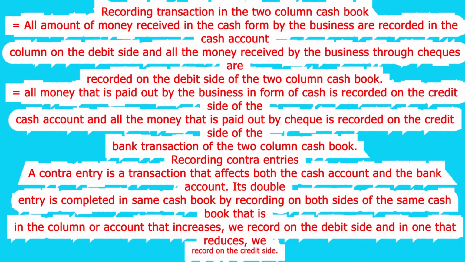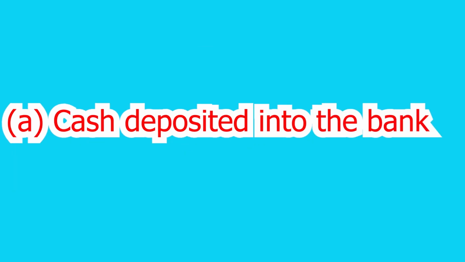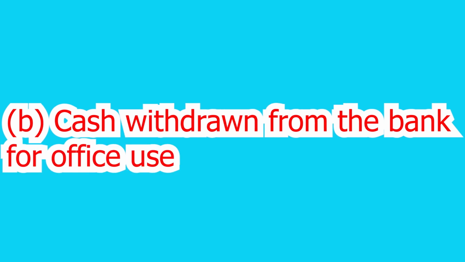That means that if money is increasing in our cash account, we're going to record it on the debit side. And if money is reducing in our bank account, we're going to record it on the credit side. And this is going to be recorded on the same date. And that is going to signify a contra entry. So there are two major contra entries in accounting. The first one, we have cash deposits into the bank. Then we also have cash withdrawn from the bank for office use.